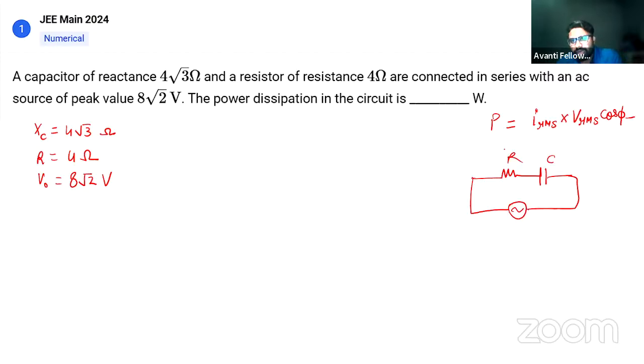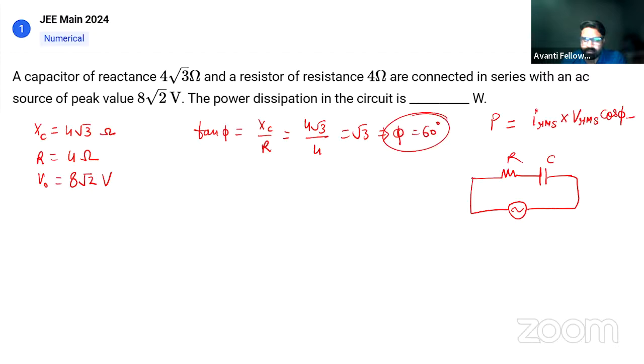Got it. और आरसी सर्किट में फेज डिफरेंस कहां से आएगा, तो we can easily calculate it, tan phi is equals to Xc upon R. Xc की वैल्यू भी आपको given है, which is 4 root 3 and R is given as 4, so it will become root 3, which means phi is nothing but 60 degree, tan 60 is root 3. क्लियर है?